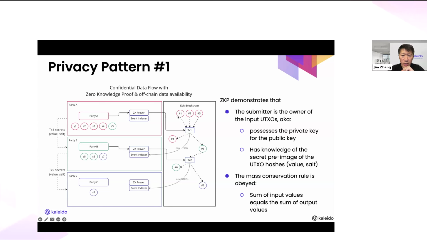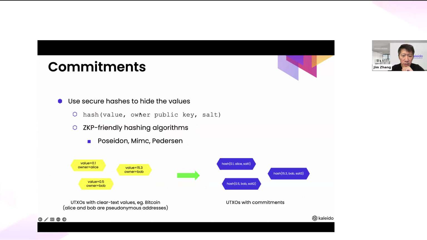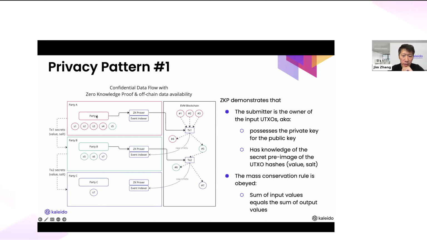And then we generate a proof with our zero-knowledge prover saying that these really belong to the sender, party A. So party A has the private key that corresponds to the public key that's in the hash of these states. Again, this is part of the pre-image of the UTXO hash. So the proof says party A has the private key for that public key. It also says that the sum of 1, 2, 3 equals the sum of 4 and 5. That's the mass conservation rule.